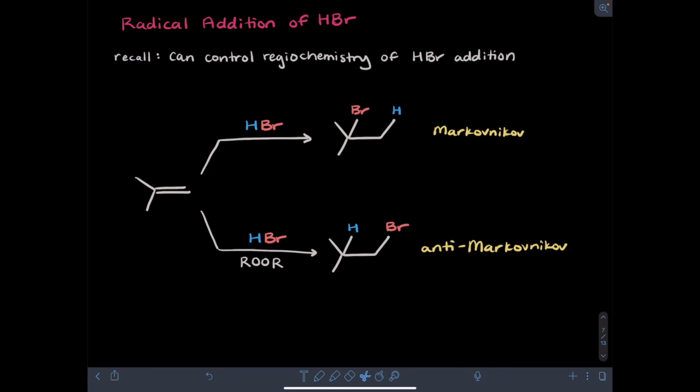Alternatively, if the alkene is treated with HBr in the presence of ROOR, an alkyl peroxide, anti-Markovnikov addition occurs instead, where the hydrogen adds to the more substituted position and bromine adds to the less substituted position. Now that you know about radicals, we can finally explain the mechanism for this anti-Markovnikov addition in the presence of the peroxide.